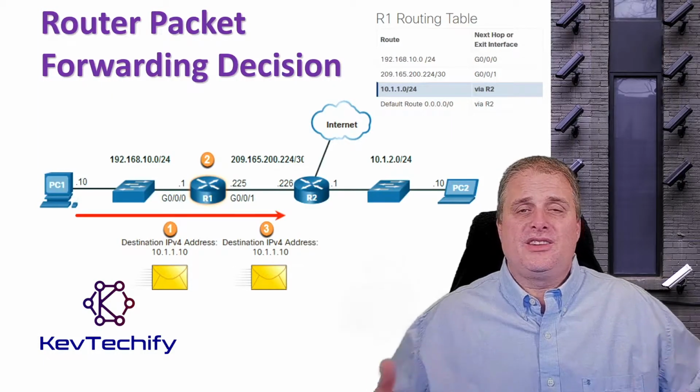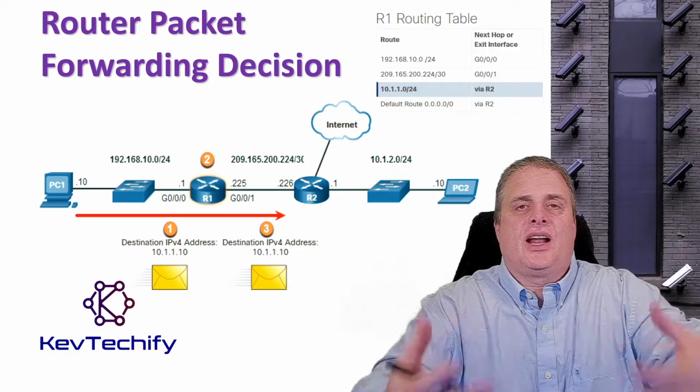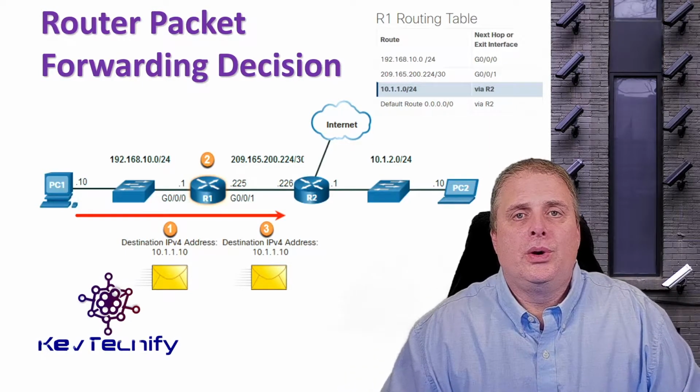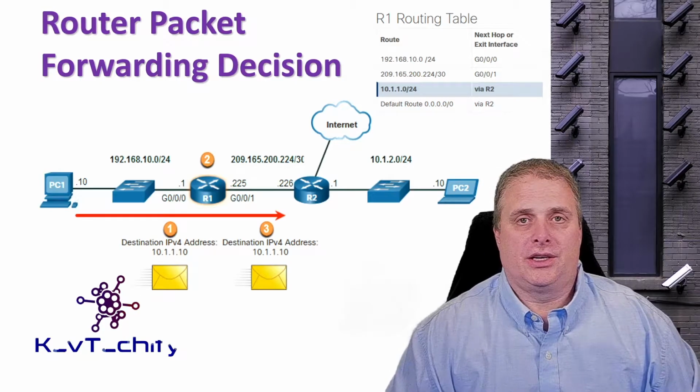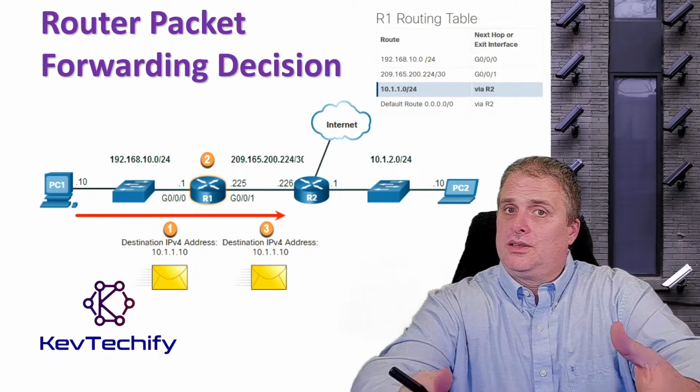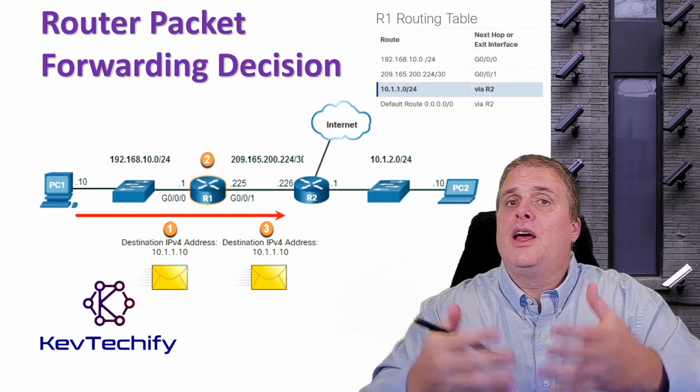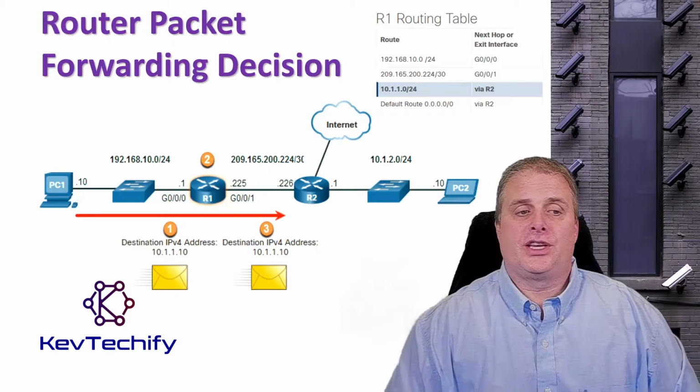When a router gets a packet in, it needs to make a decision on how it's going to forward it on to get towards its destination. Now, it might not be the final destination when it forwards it on. It may be just getting it closer to its destination.